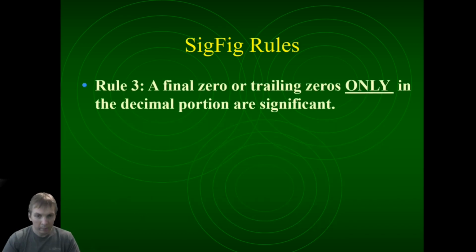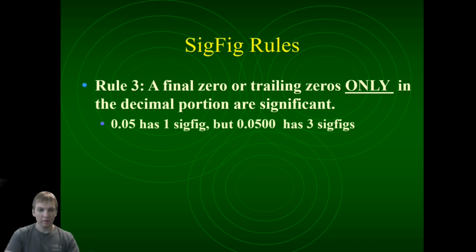All right, rule number 3. A final zero or a trailing zero only in the decimal portion are significant. Okay, so what does that mean? If I'm given the number 0.05, it has to be a trailing zero in the decimal. Well, this zero, it's not sandwiched like before, and it's not in the decimal portion, so it is not significant. This zero, it is in the decimal portion, but it's not trailing. And what do I mean by trailing? It means that over here, they're trailing at the very end of the number. However, this 5 is a non-zero number and automatically counts, hence we have 1 sig fig here.